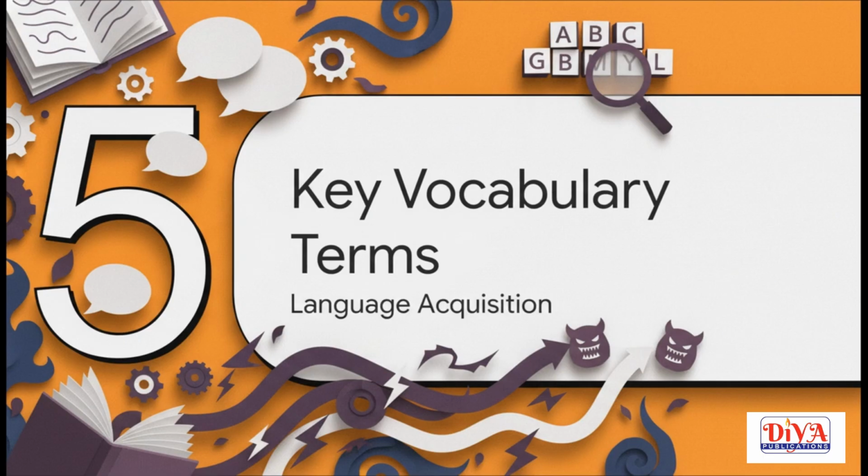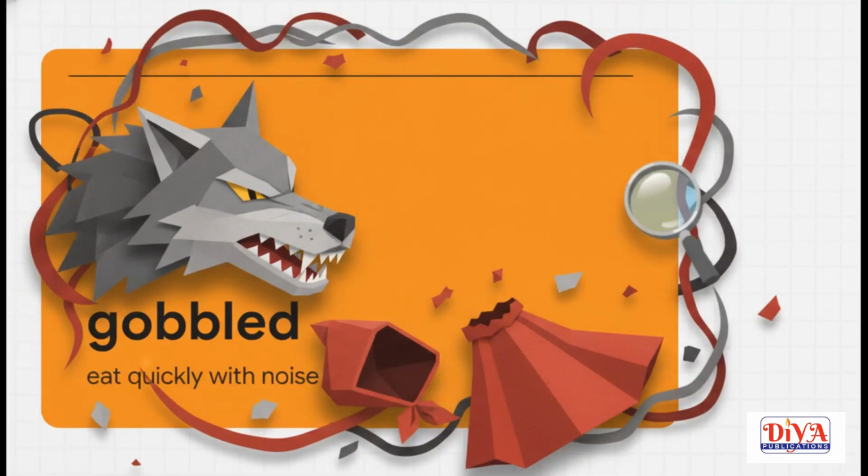Section 5. Key vocabulary terms. Let's look at language acquisition. So remember, this isn't just a morality tale. It's an English reader textbook, which means it's heavily focused on building language skills. Let's switch to an analytical lens and see how the text uses incredibly vivid, kinetic verbs to characterize the villain.